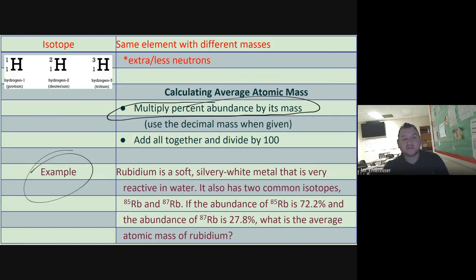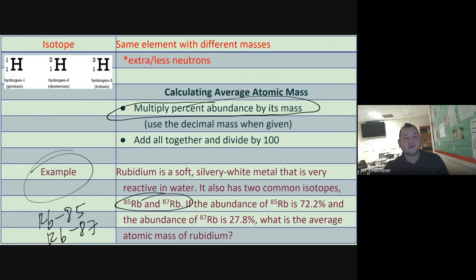Rubidium is a soft silvery white metal that is very reactive to water. You take rubidium, you put it in water, it explodes. It also has two common isotopes, rubidium 85 and rubidium 87. So rubidium 85 is rubidium with a mass of 85, and then rubidium 87. Two versions of the same element with a different number of neutrons.